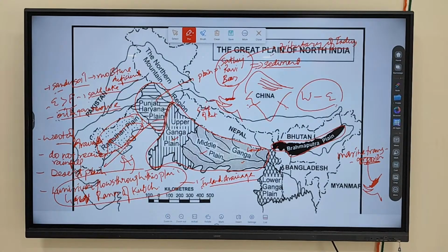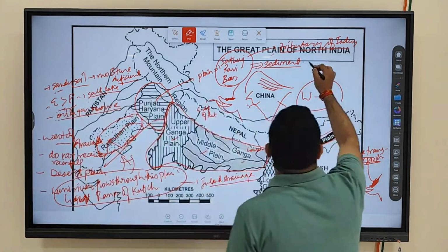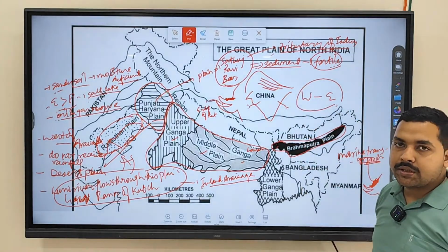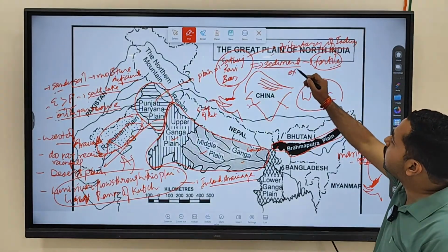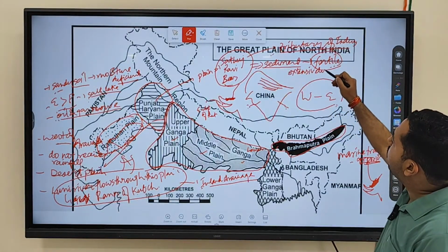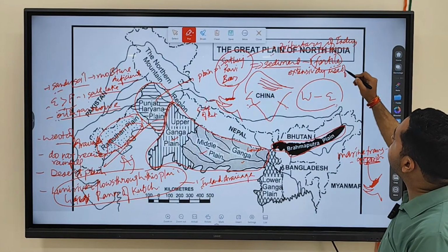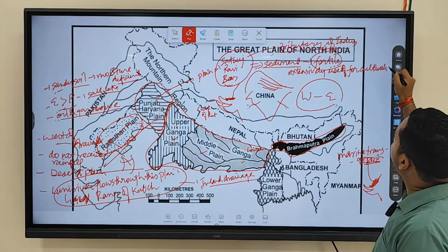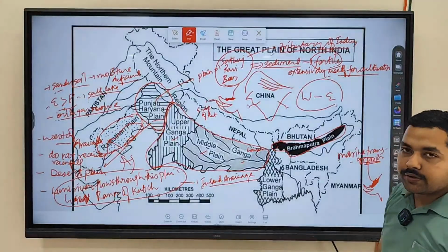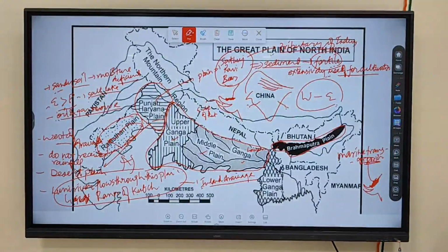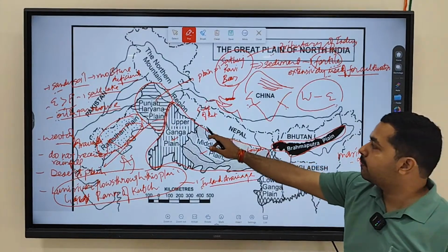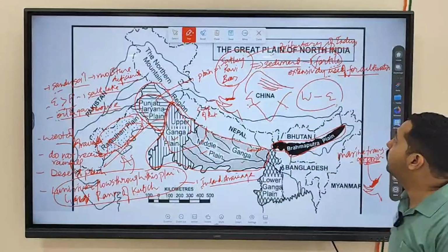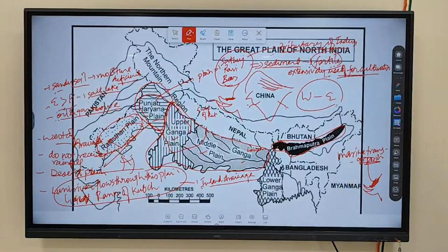Since rivers deposit the sediments, these are highly fertile. Sediment deposited, so highly fertile, extensively used for cultivation. You know where the Green Revolution was successful? Punjab, Haryana and Western UP. So this particular region, Punjab, Haryana and Western UP, is where you see Green Revolution success. So it is extensively used for cultivation.